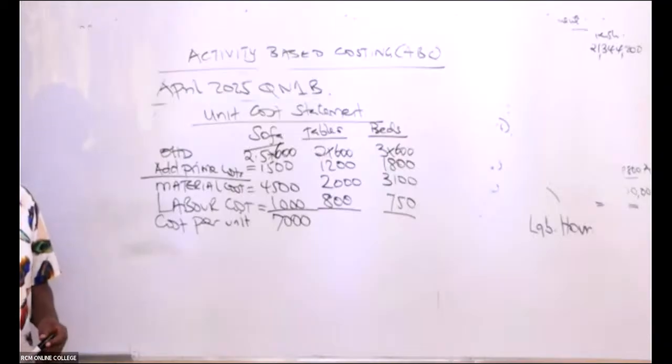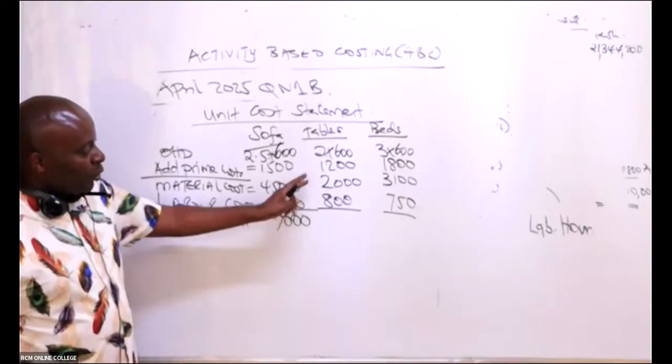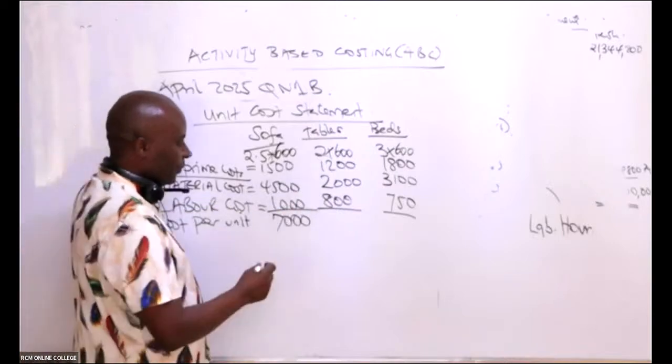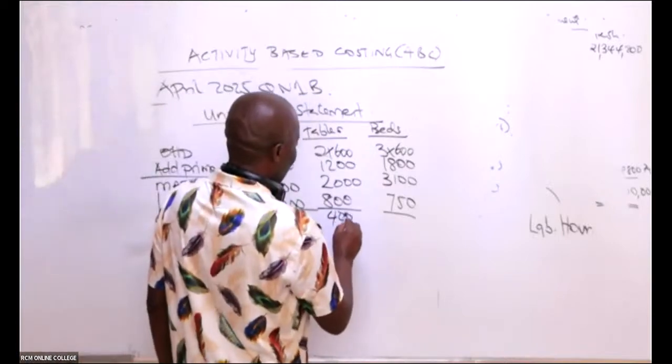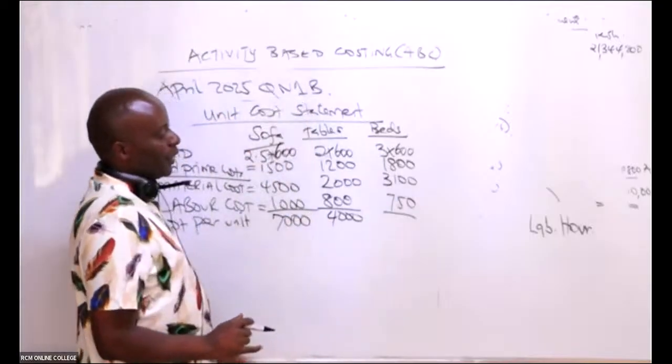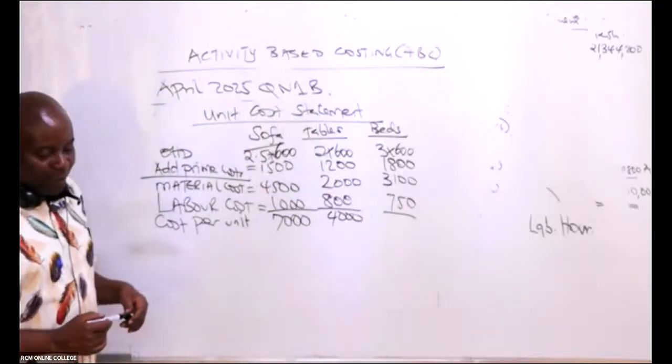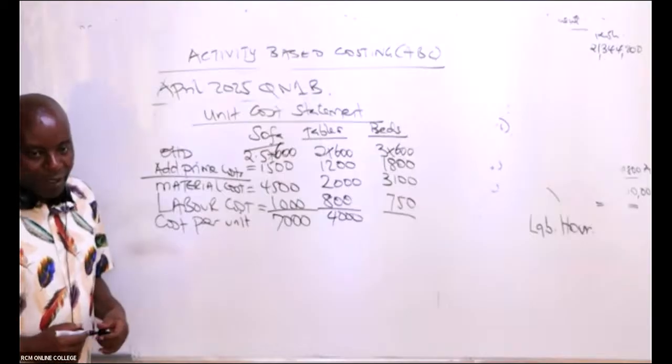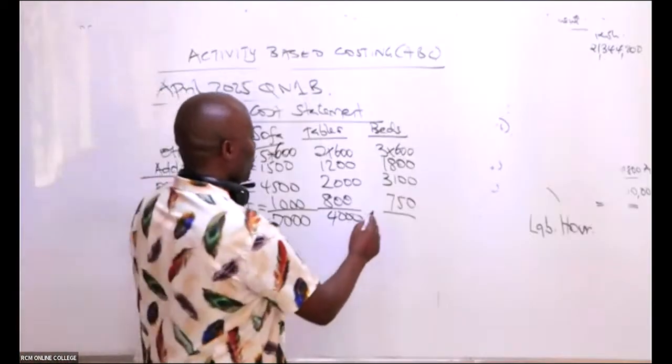We're getting 750. You must have missed a zero. 7,000. Okay. The second one will be 1,200 plus 4,000. The third one, 1,800 plus 3,100 plus 750. 5,650. Thank you so much.